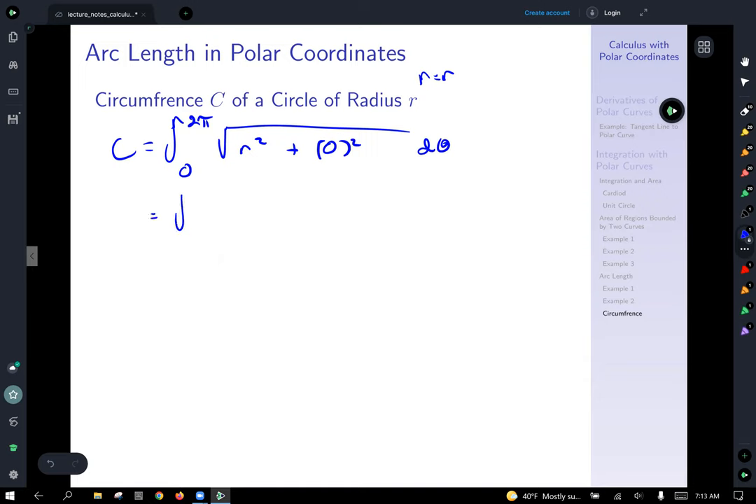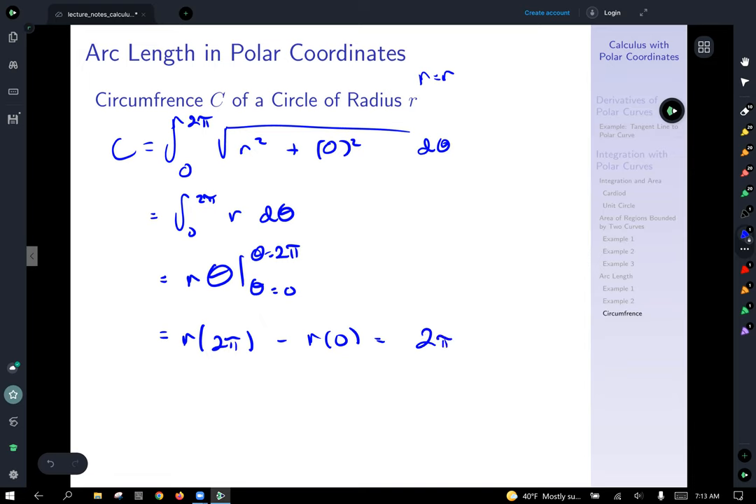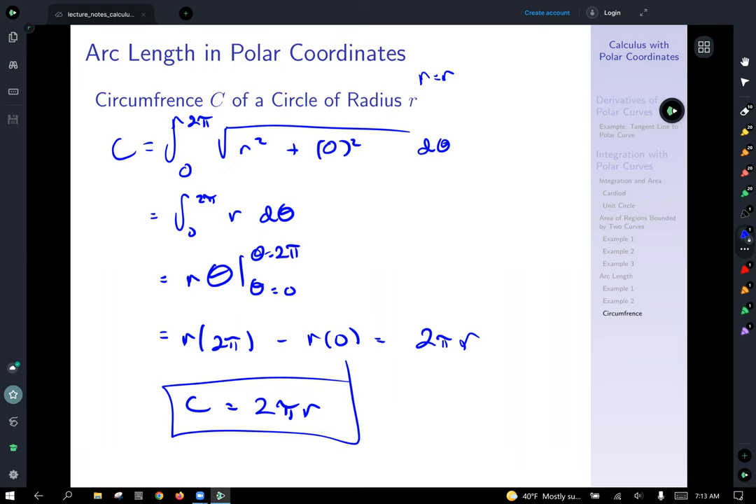So what we really have is just R squared underneath the square root, and so we'll pop that R out. It's a nice positive value. And we get the integral from 0 to 2 pi of R d theta. Now R is a constant, so when we integrate this, we get R times theta evaluated from theta equals 0 to theta equals 2 pi. By writing theta, it reminds me what variable I'm plugging in for, and that R is a constant. So R times 2 pi minus R times 0 gives us 2 pi R, and we've got our familiar equation for the circumference of a circle of radius R is equal to 2 pi R. And that brings our discussion of calculus involving polar curves and polar coordinates to an end.